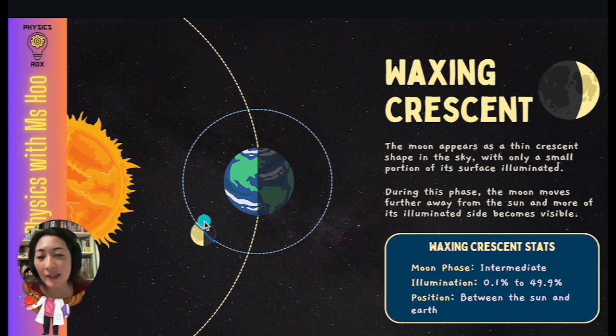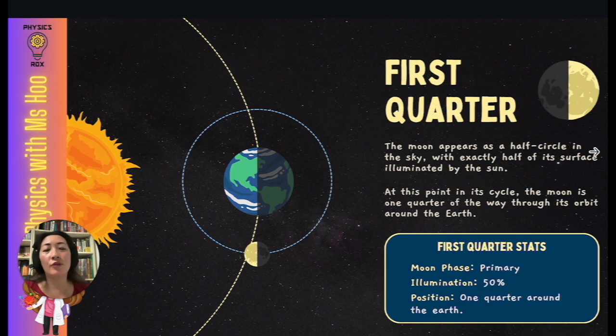Based on this, you can see, yeah, it's only a small portion of the moon that is illuminated, and that's why we see a crescent shape. So because it's growing in size, that's why it's waxing crescent. Then we head on to first quarter, where the moon appears as a half circle in the sky. So during this point, the moon is 1/4 of the way through its orbit around the Earth. So as you can see, started here, it's around 1/4 of its orbit. That's why it's the first quarter.